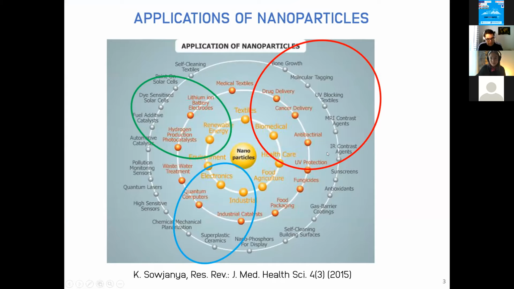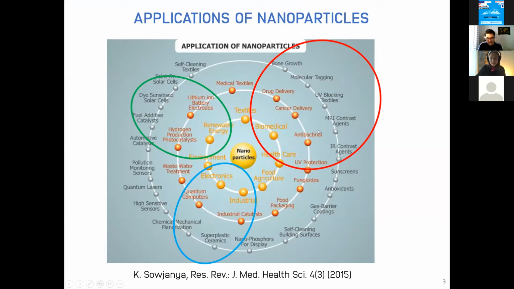So here you can see in this figure almost all the applications of the nanoparticles. You can see there are big areas like, for example, energy. You can see also the impact that it has on electronics, in environmental applications, food and agriculture. And also there is a big area that corresponds to the applications of particles in biomedicine.